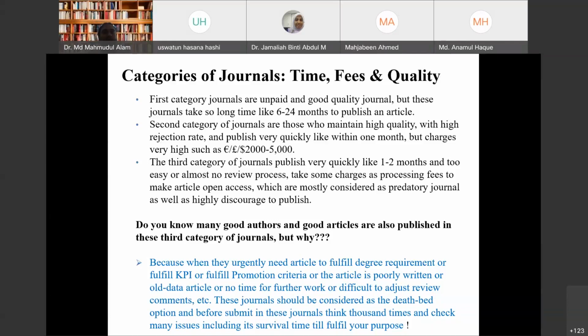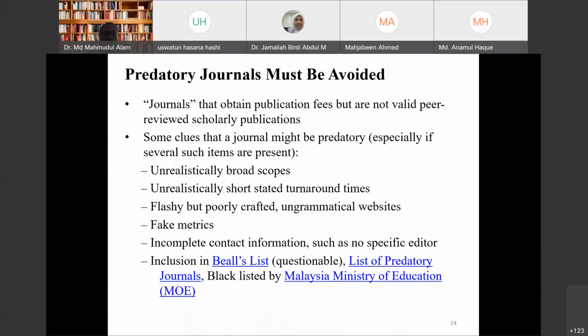You are applying for the degree, but before you apply, the journal is already cracked. Then you are in big trouble. So you need to consider these issues. Especially the predatory journal must be avoided. Predatory journals. In normal cases, don't go for it. Because there are many issues in how you understand the predatory journals. If you search online, you'll get it.